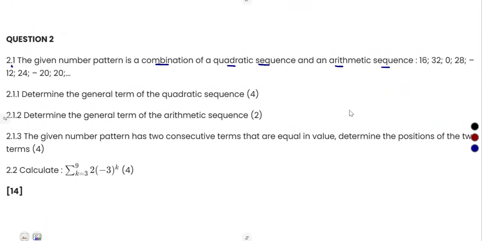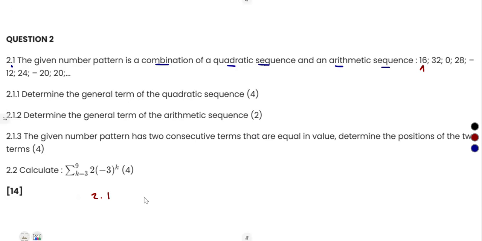So remember, we dealt with our combined sequence, where terms are given in order. We have got odd terms, and we also have what we refer to as the even terms. So let's consider what we are given on question 2, which is 2.1.